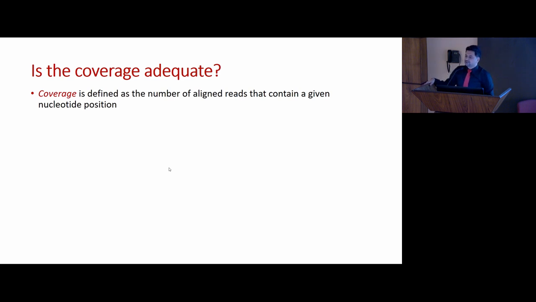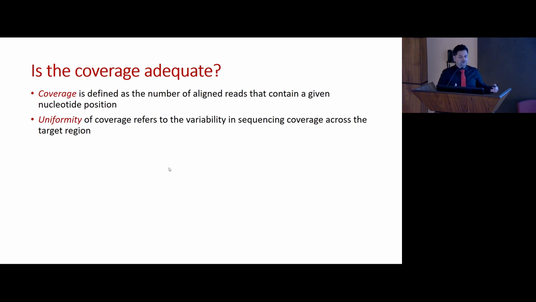So coverage is the number of aligned reads that contain a given nucleotide at a nucleotide position. Uniformity of coverage is whether there is variability in coverage. I just showed that with that plot on those MIPS, that coverage may not always be uniform.